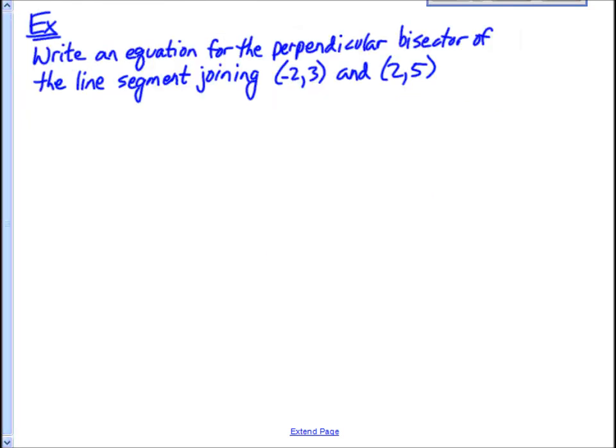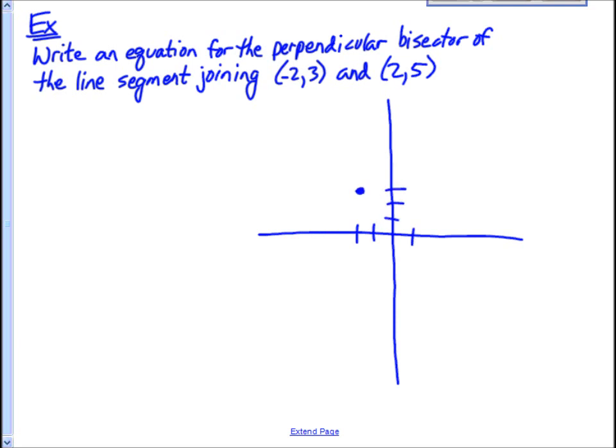All right, so what if we're going to apply this, finding a perpendicular bisector? Okay, so let's make a picture of this thing here. We're finding a perpendicular bisector of the line segment joining -2, 3. Okay, so here's -2, 3 and 2, 5. So you got this, there's that line segment, right? From negative 2, 3 to 2, 5.